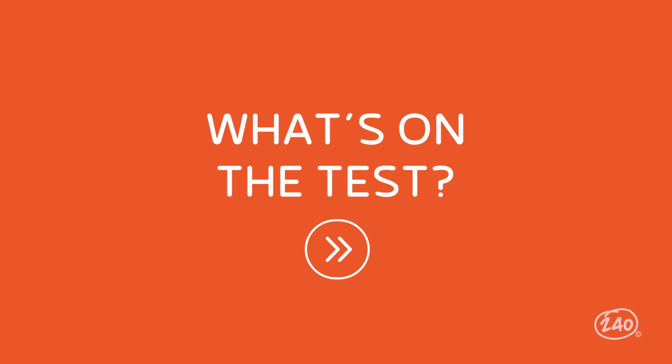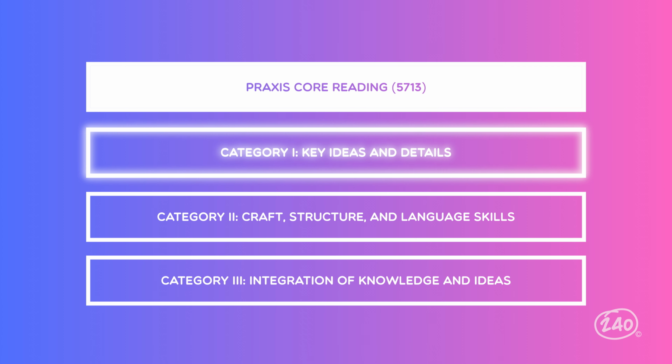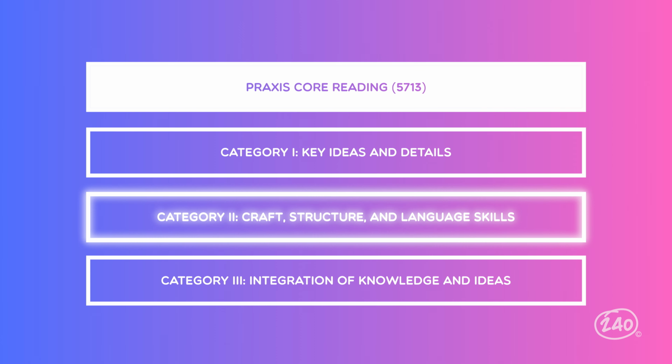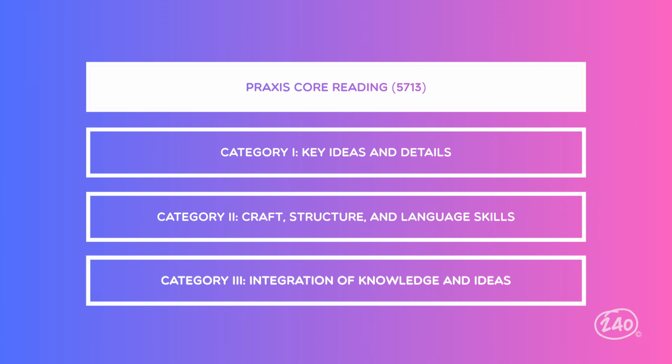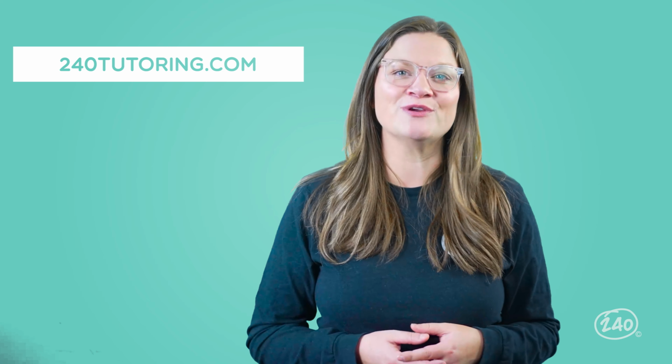Ready? Let's go. Now, the Praxis Core Reading exam consists of 56 total questions that come from three overarching categories. The categories are key ideas and details, craft, structure, and language skills, and integration of knowledge and ideas. Each category has an outline of what to expect, but as you'll see in just a minute, they're still pretty overwhelming. Thankfully, we've taken care of the research for you.